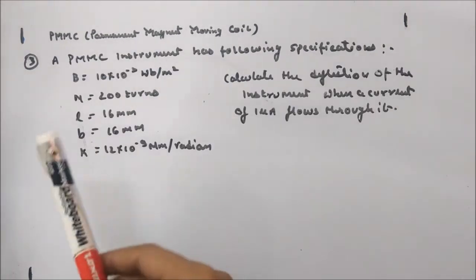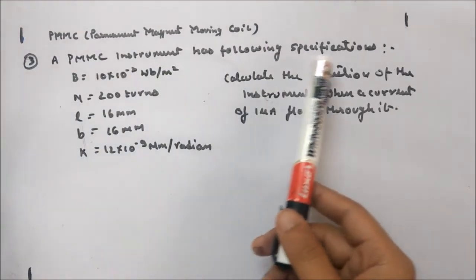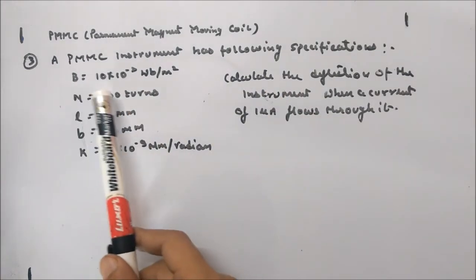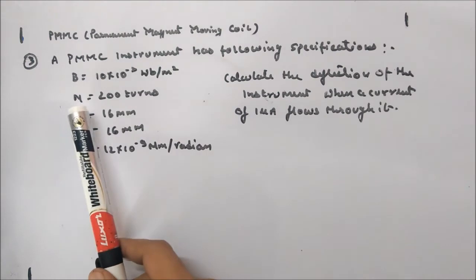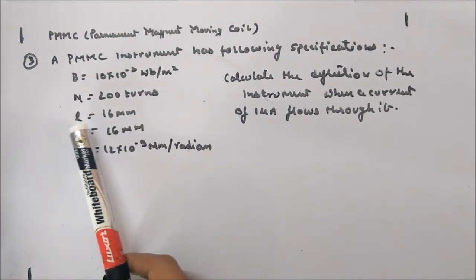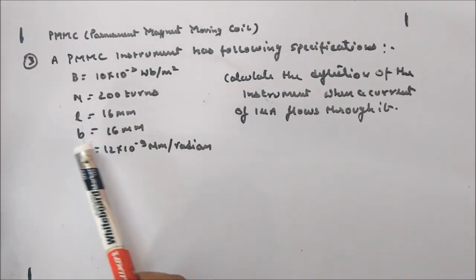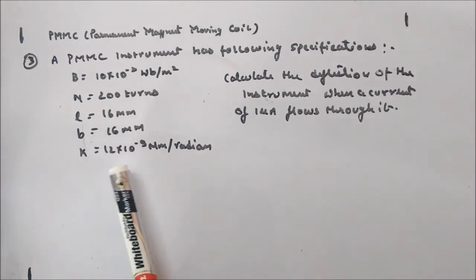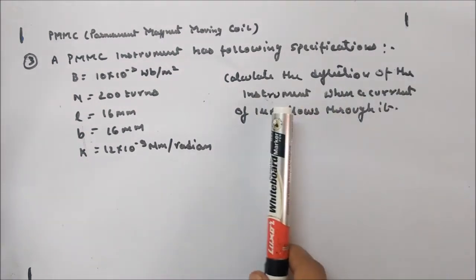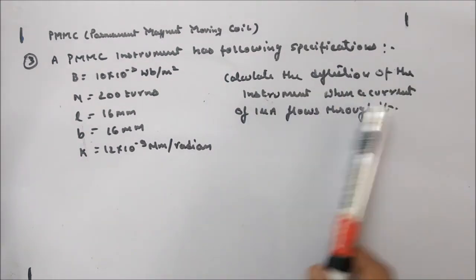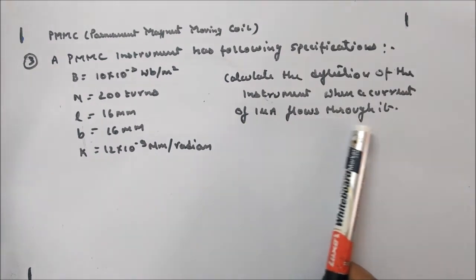Okay, next question. A PMMC instrument has the following specification: B is equal to 10 into 10 power minus 3 Weber per meter square, N is equal to 200 turns, L is equal to 16 mm, B is equal to 16 mm, K is equal to 12 into 10 power minus 9 Newton meter per radian. Calculate the deflection of the instrument when a current of 1 microampere flows through it.